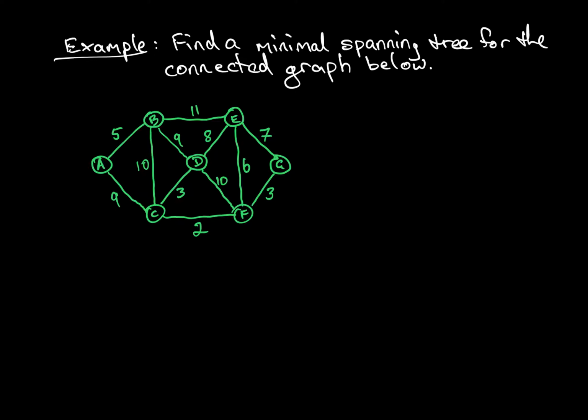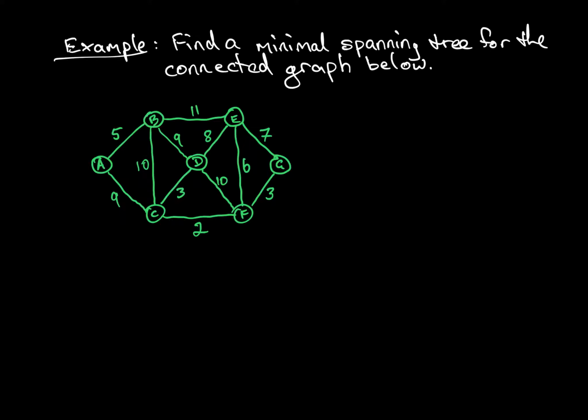Let's take a look at this example. Shown in green is a connected graph, and we're going to find the minimal spanning tree for this graph. Now remember, the first thing we need to do is just choose any node that we like. Now without any other reason than simply alphabetical order, I'm going to start with node A.